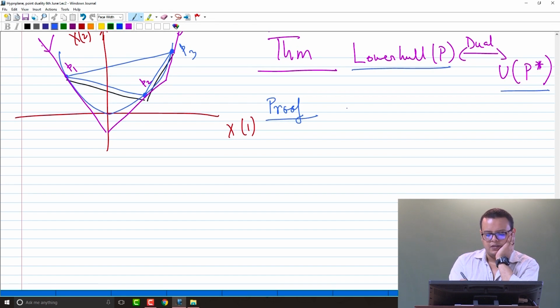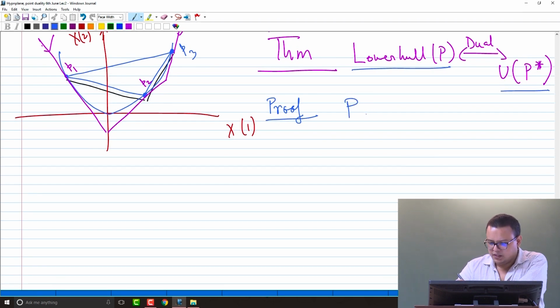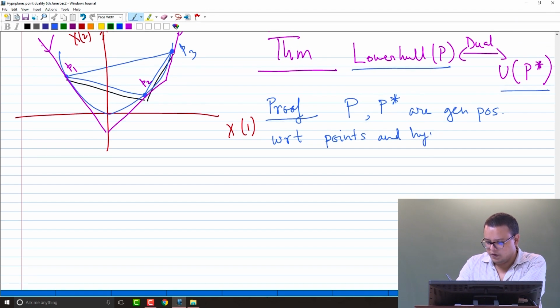So now the main thing is we want to prove that they are dual to each other. Again, the assumption we will be making is that the point set P is such that P and P star are in general position with respect to points and hyperplanes respectively.